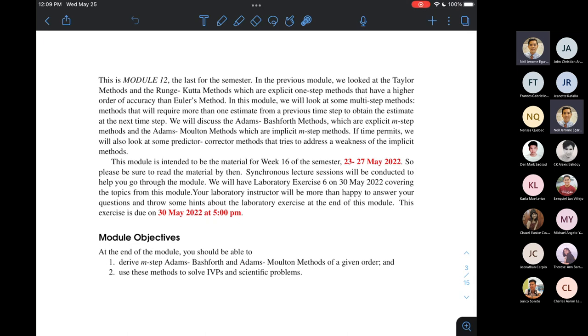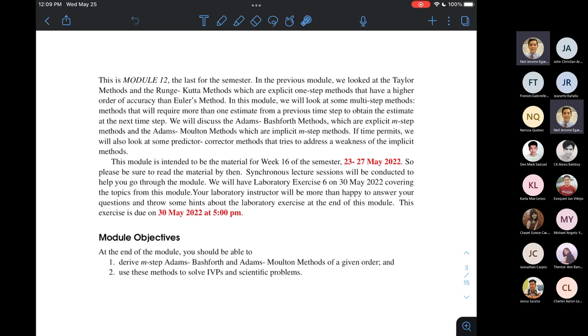So this is going to be the last module, and here we will consider three or at least two classes of methods. The first one are the Adams-Bashforth methods, which are multi-steps that are explicit, meaning yung right-hand side ng formula natin will not involve w sub i plus 1. So meaning the formula that we will develop for w sub i plus 1 will not include w sub i plus 1. Okay, this is our right-hand side.